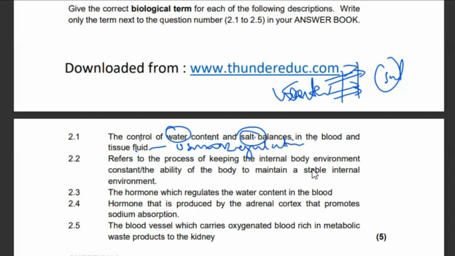Refer to the process of keeping the internal environment constant. How do we call that? Homeostasis. Yes. The hormone that reduces water amount in the body is ADH. ADH. Let me write it here.